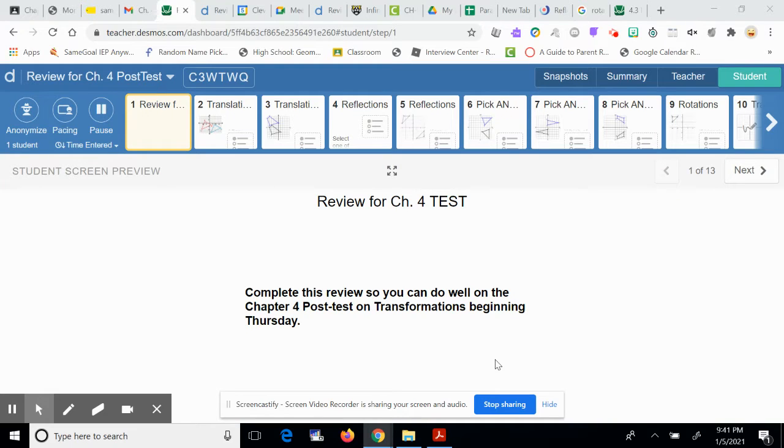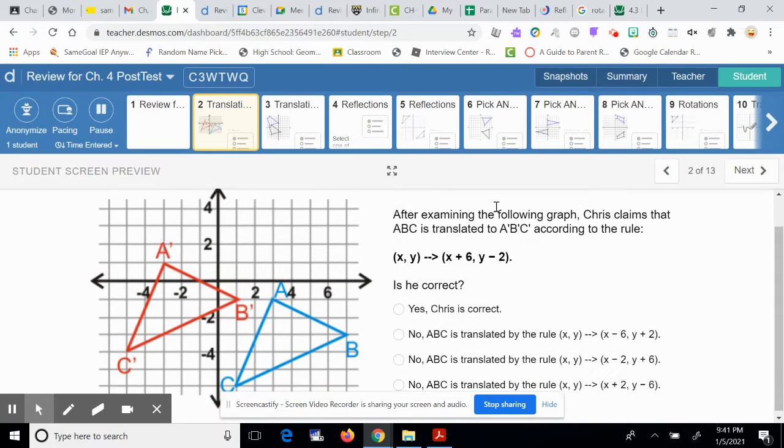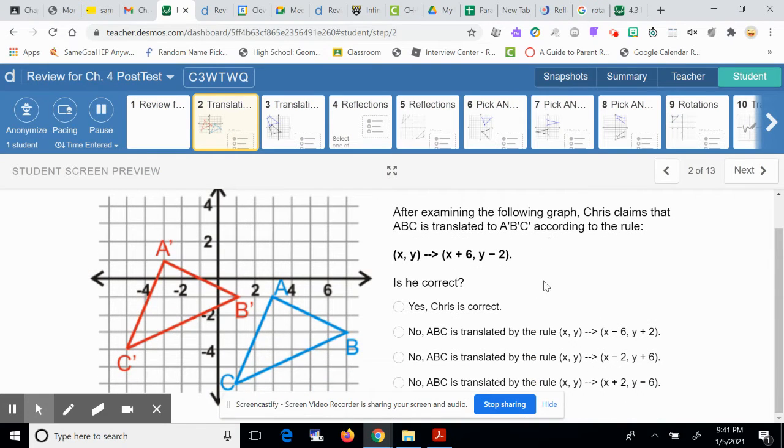So this video will go through slides 1 through 7. Obviously, the first slide just gives you the directions. Okay, slide 2 is where you start. After looking at this graph, you have to decide. It says Chris claims that ABC is translated to A prime B prime according to this rule.